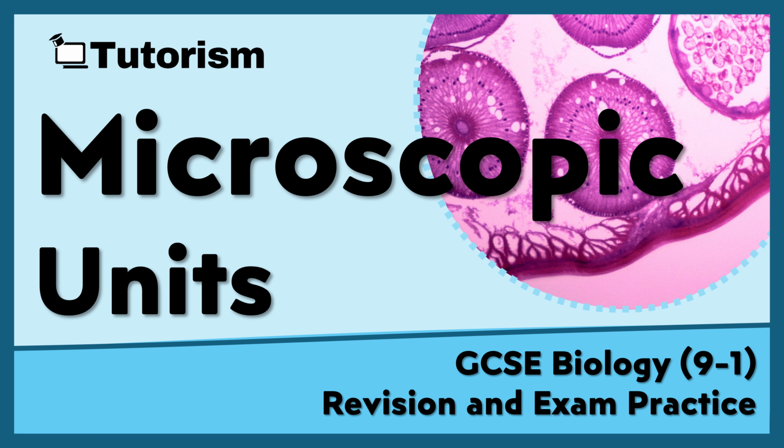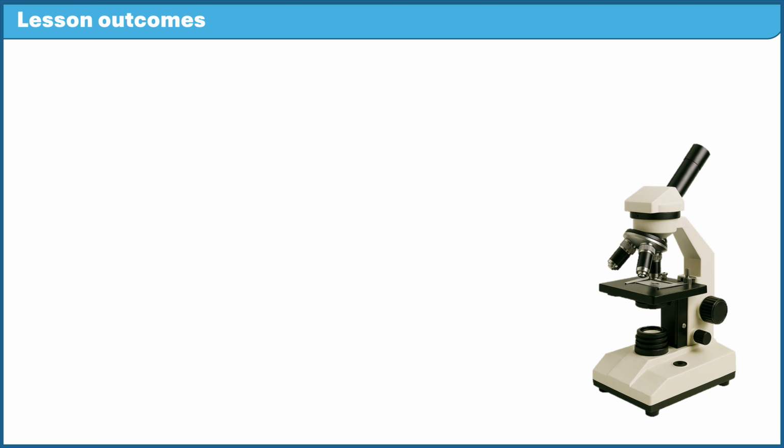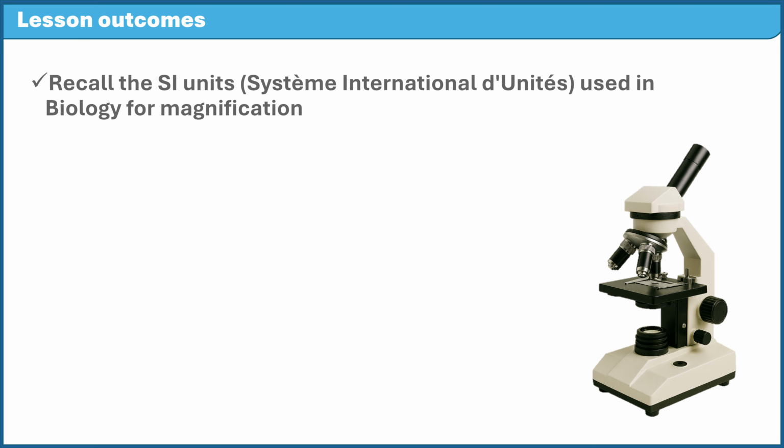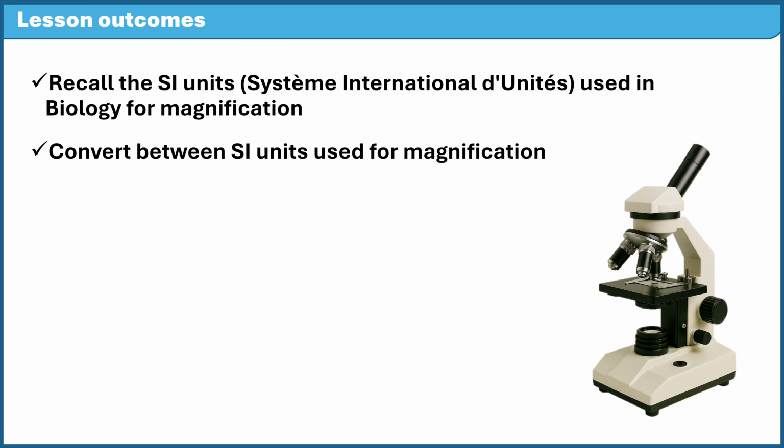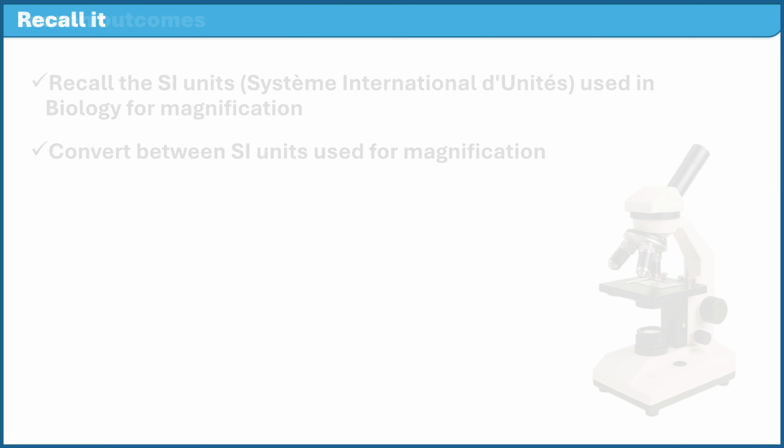In this video, we'll be exploring microscopic units, a key part of understanding magnification and measurement in biology. This is the first topic in our Microscopes and Magnification series, so let's get started. By the end of this video, you should be able to recall the SI units, which is French for International System of Units, used in biology for magnification, and convert between SI units used for magnification.